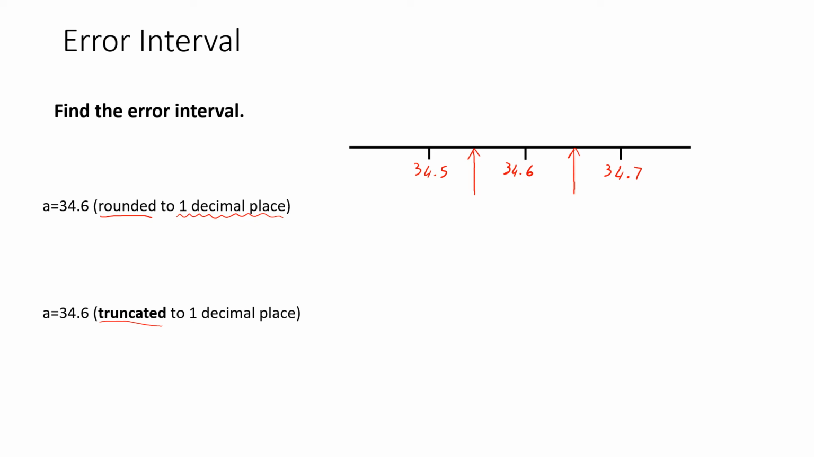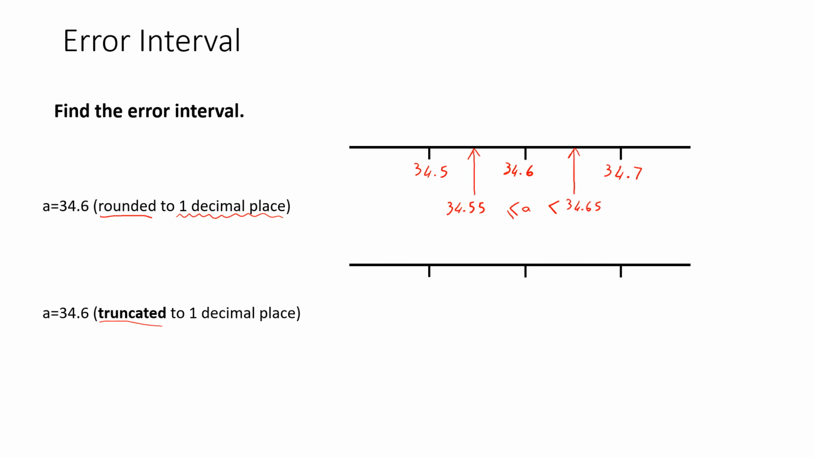So the limit of your error interval will be right in the middle, which means that on the lower bound, the number could be 34.55, and on the upper side, it will be 34.65. So my number A can be greater or equal to 34.55, but less than 34.65. So that's what we have been looking at in the previous two slides.